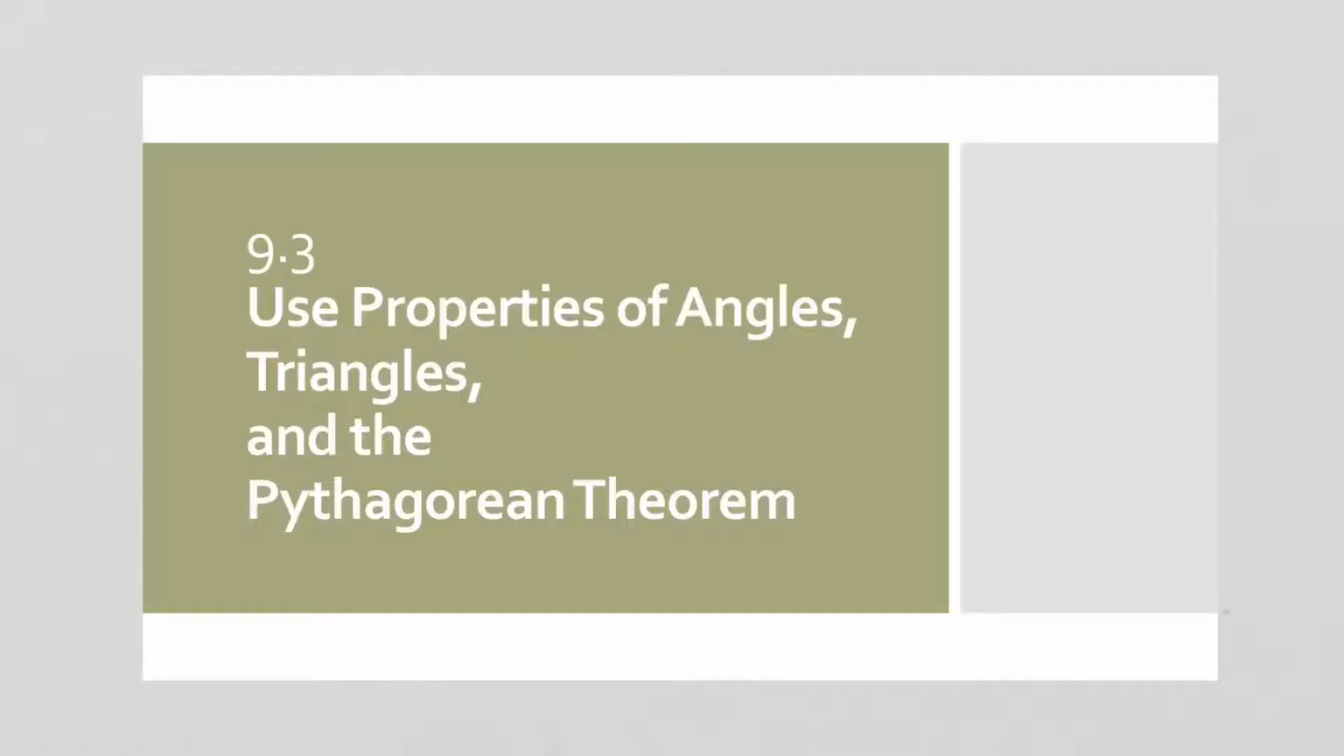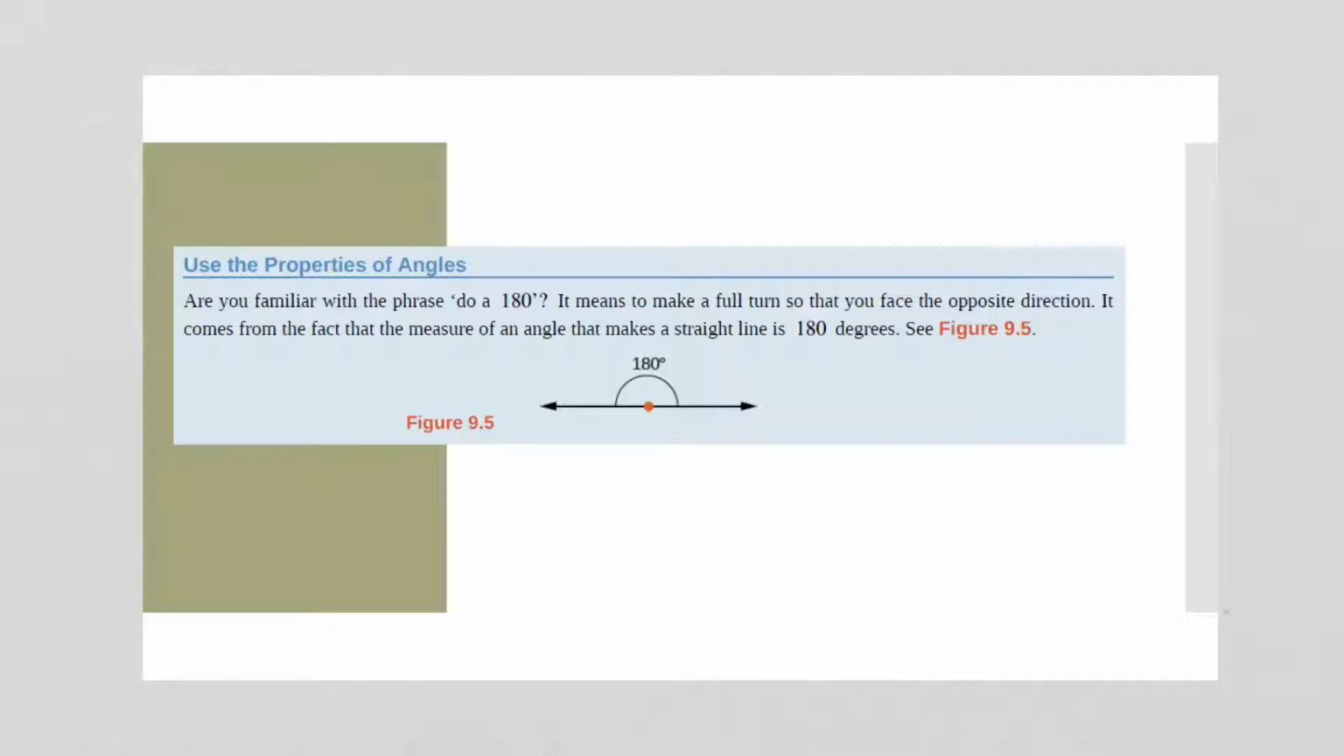Okay, so we are going to use properties of angles, triangles, and the Pythagorean Theorem in this section. It's pretty important that you know that a straight line, and by straight line I mean something that looks a lot like this, from one side all the way over to the other side is 180 degrees. So think about that.